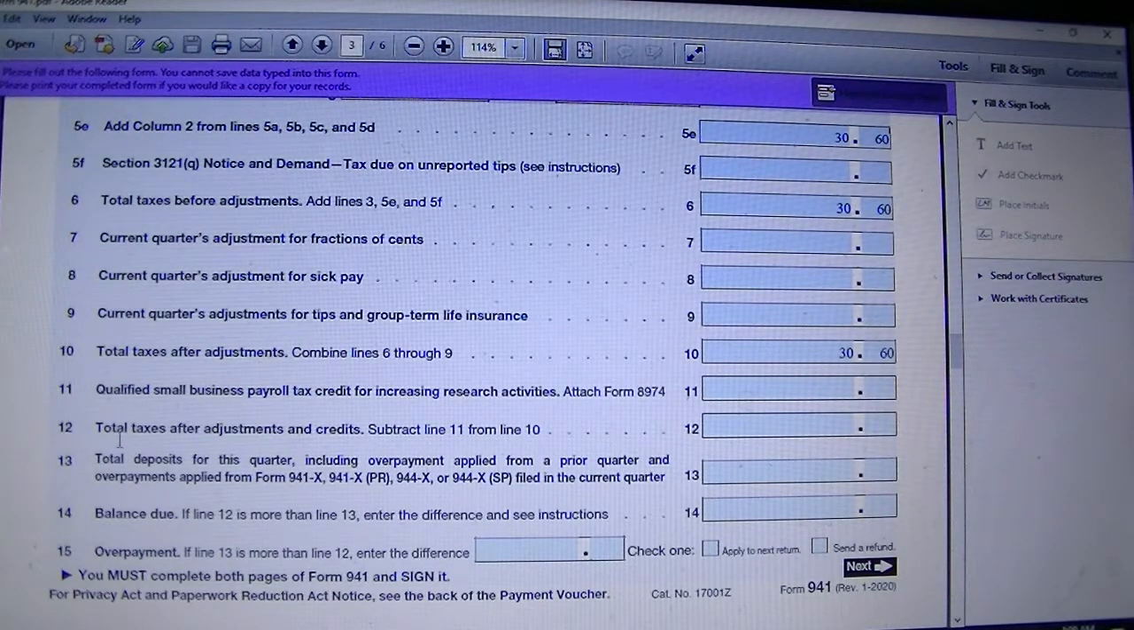Line 12, total taxes after adjustment and credits. Subtract line 11 from line 10. Since we don't have any credit here for this first quarter on line 11, our line 12 is line 10 minus line 11. That will give us $30.60.